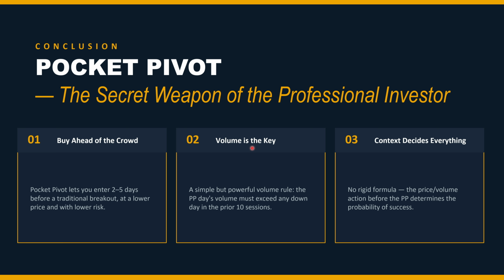2. Volume is the key. One simple but non-negotiable rule. Pocket pivot day volume must exceed any down day in the prior 10 sessions. This is the unforgeable proof of institutional buy-in. 3. Context decides everything. A technically correct pocket pivot in the wrong context will fail. Train your eye to recognize context, tight versus loose, quiet versus volatile, constructive versus erratic.